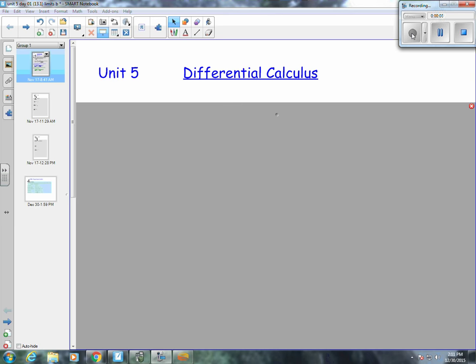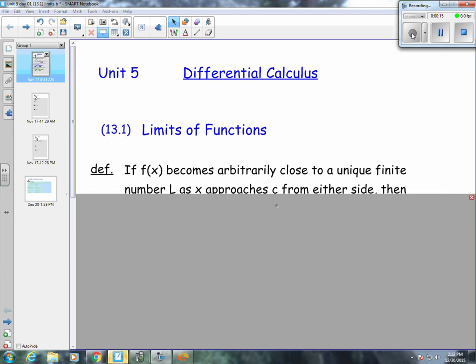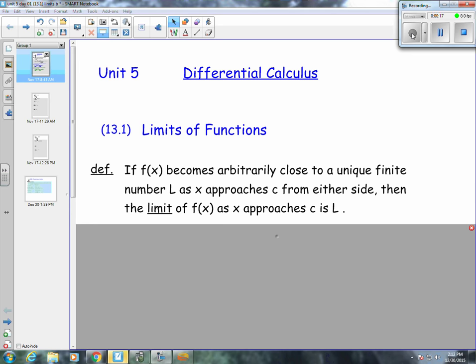Today we're going to start Unit 5, Differential Calculus. We're going to begin with Chapter 13, and Section 1 deals with limits of functions. All this material you have seen before in AP Calc last year, but it's worth going over and reviewing with you. We'll start with a definition.